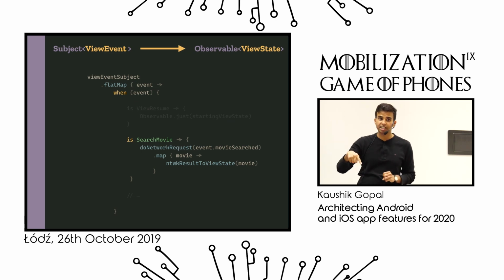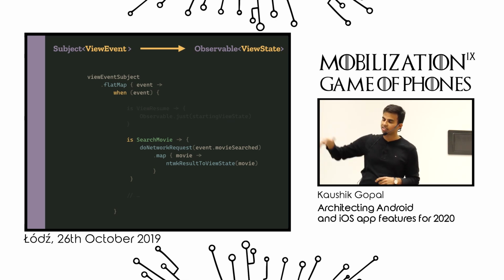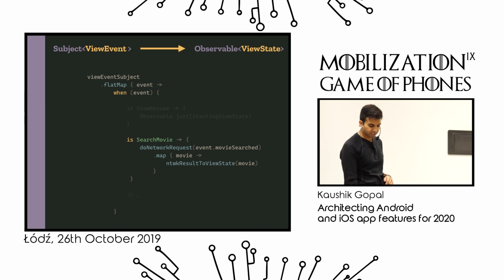I don't want to return that directly in my view state. Remember, you don't want to embed that inside your view state. So I have another mapper function that just takes that and converts it to a view state. I return it out, right? Done. It's as simple as that. I've converted view events to an observable of view state.